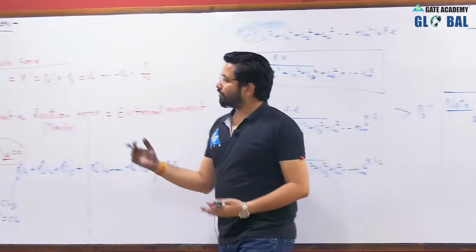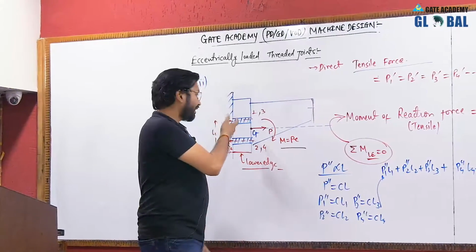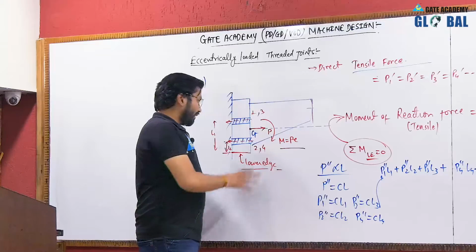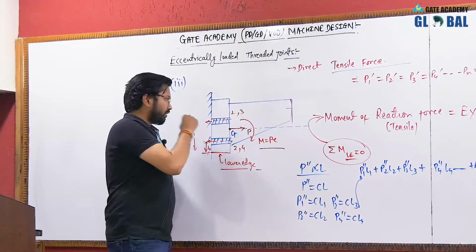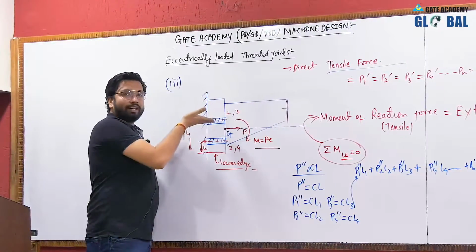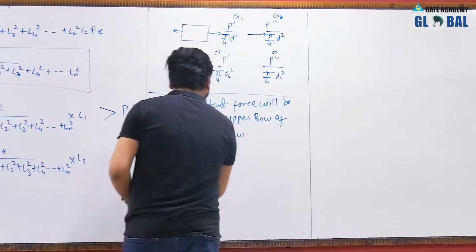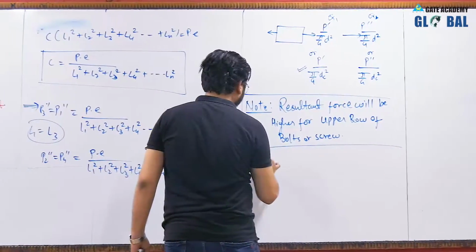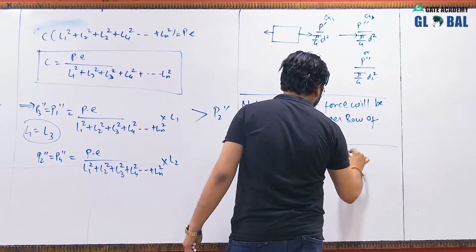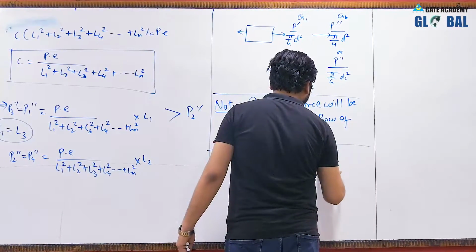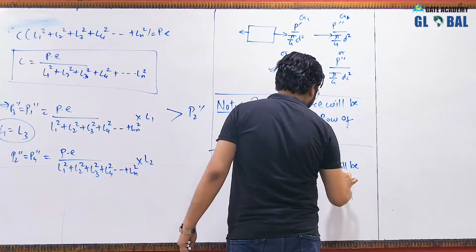Hence, if I ask you which one will be the critical bolt, bolt number 1 and bolt number 3 will be the critical bolts, as the resultant force will be high in case of bolt number 1 and bolt number 3. The direct tensile force is the same in all the bolts, but the secondary tensile force, that is the indirect tensile force, is high in the upper row of the bolts. So the resultant will be high in the upper row only. We will be designing for the critical bolt. So for the critical bolt, the resultant force will be maximum.